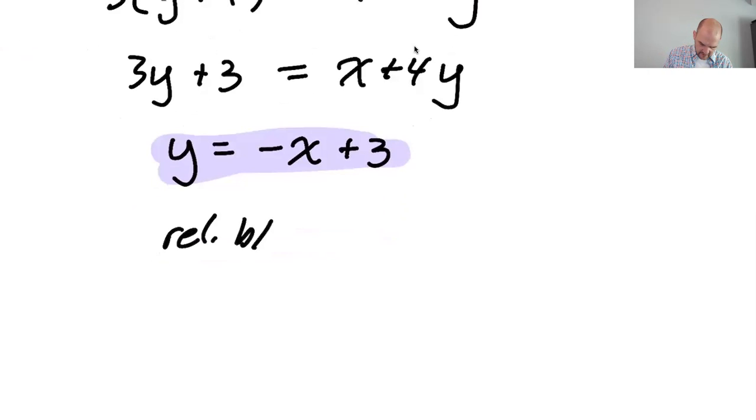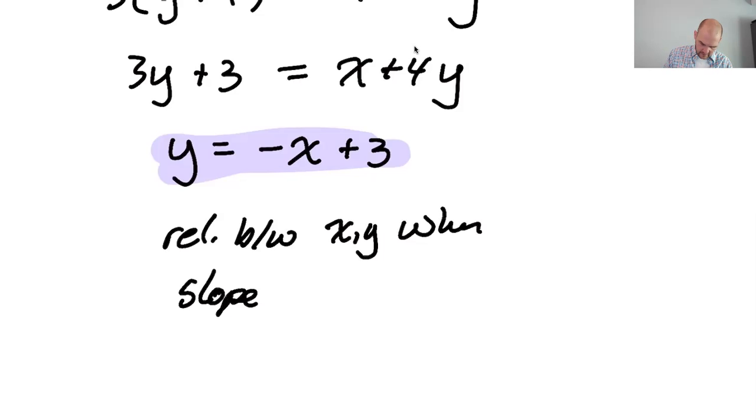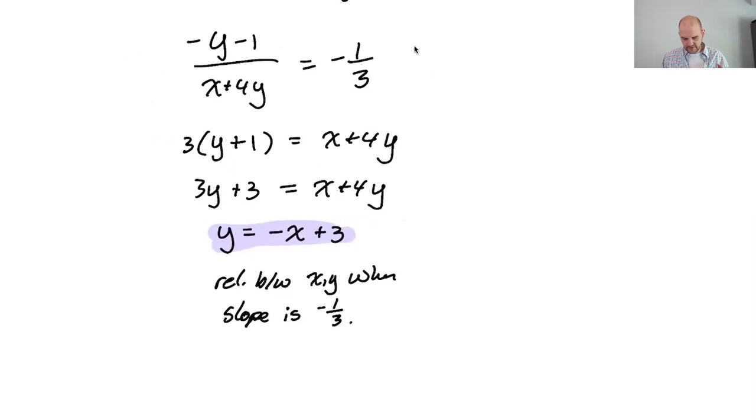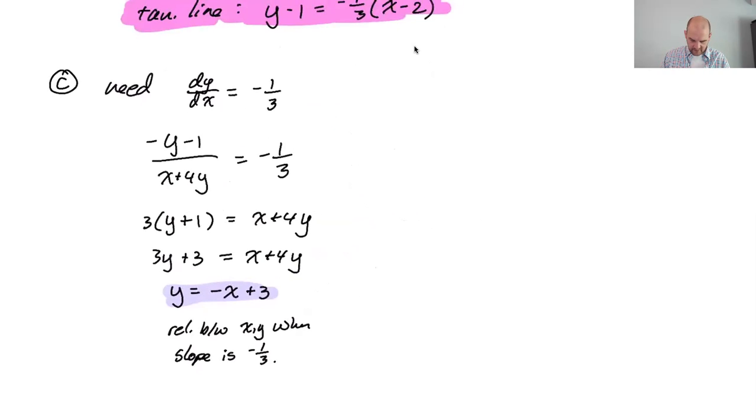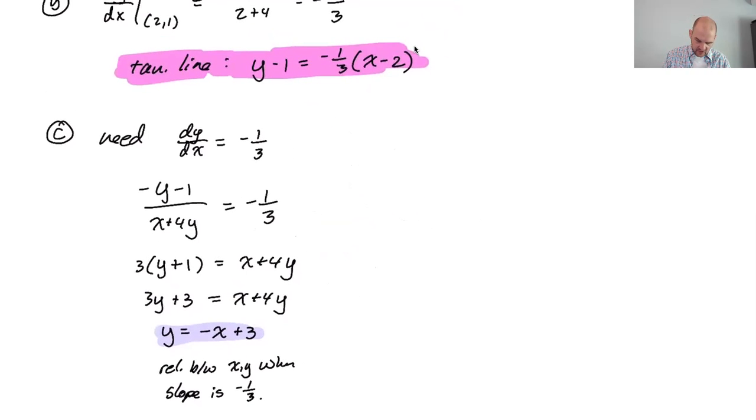Relationship between x and y when the slope is negative 1/3. So when the slope is negative 1/3, y will be equal to negative x plus 3. Is that true for the point we were given? The point we were given is (2, 1). So if I do negative 2 plus 3, I get 1. So it works for that point. It's going to work for any point where the slope is negative 1/3.